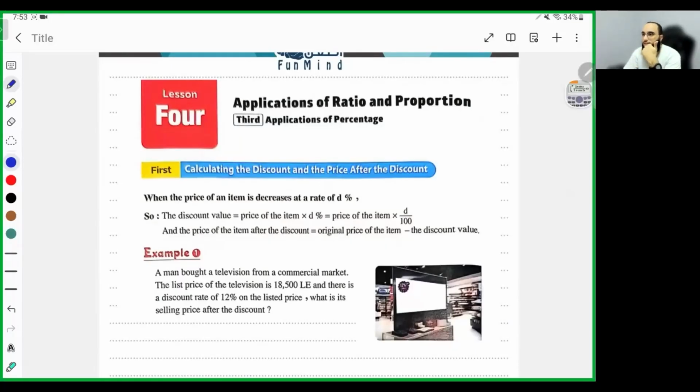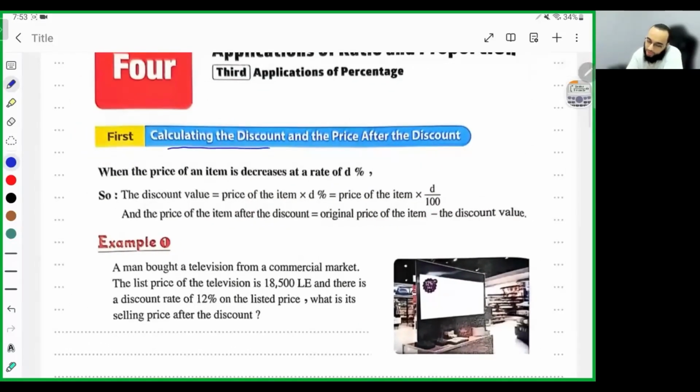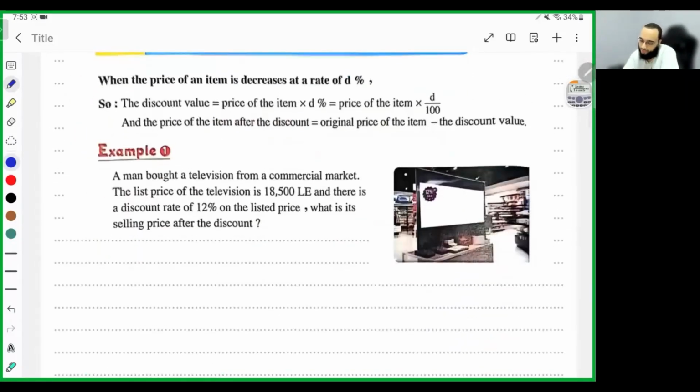Right now, we gotta talk about our lesson today, which is the third application of the applications on the proportion. So we started the first lesson, what the meaning of the proportion is and what the difference is between the proportion and the ratio. And after that, we talked about two applications. The first application was the drawing scale, and the second application was the proportional division, and this is the third application, which is talking about the percentage. So firstly, we're going to talk about calculating the discount and the price after the discount.